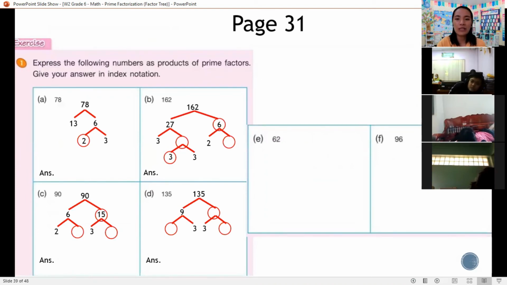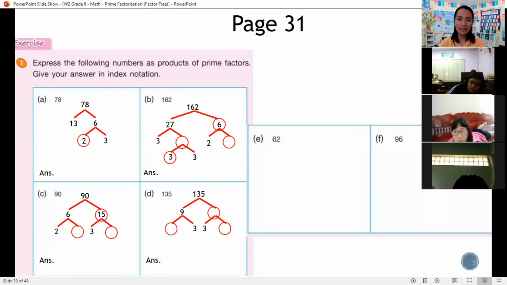Go to page 31 of your book. Exercise number 1. It says here, express the following numbers as products of prime factors. Give your answer in index notation. So like what we did a while ago, letter A. Factor 3 for 78. We have this. I gave you the factor 3. Now I want you to write your own answer.